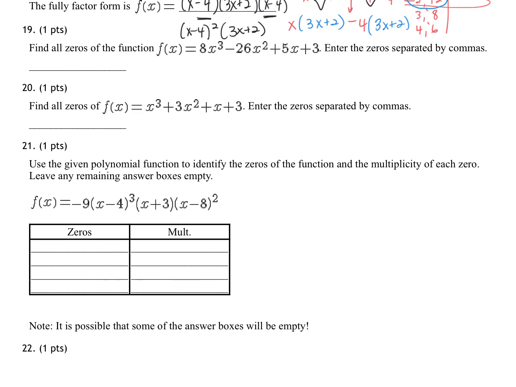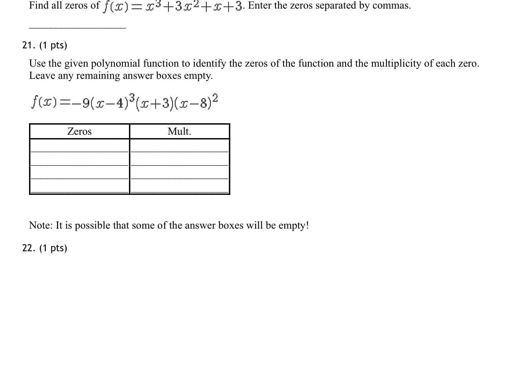All right, 19, find all zeros of the function. So this is the same thing as number 18. Number 20 is also the same. So you would start by finding all your P over Qs. You would check them until you find one that gives you a remainder of 0, and then you factor your quotient.